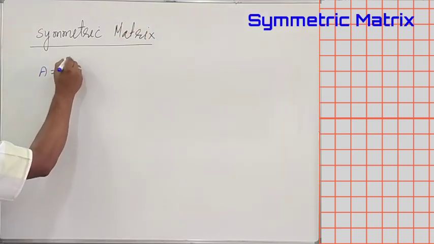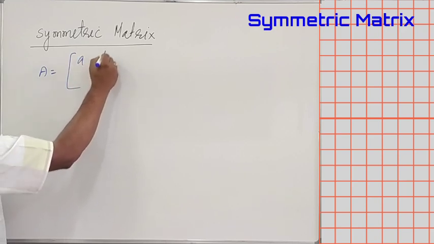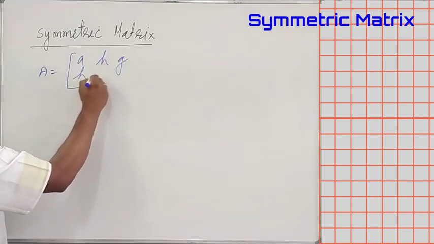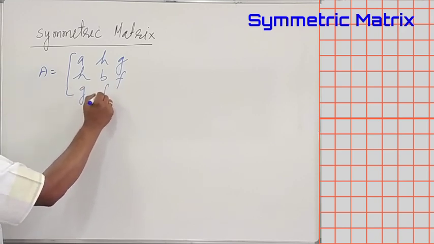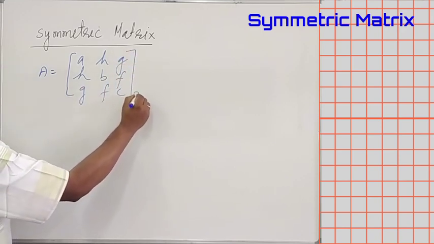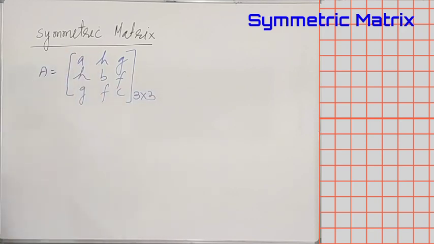Let A be the matrix with rows A, H, G; H, B, F; G, F, C, that's of order 3 by 3. And we find out A transpose.